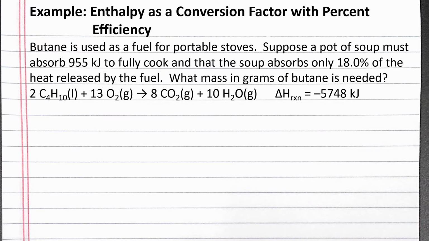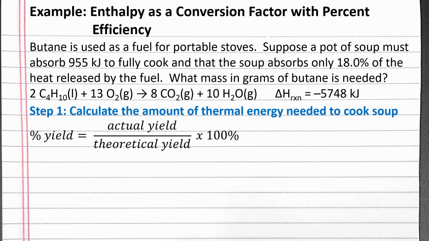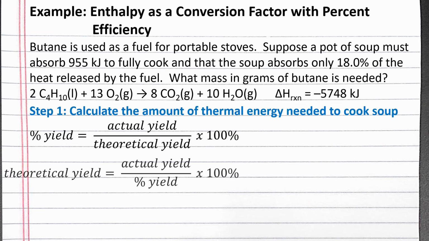Our first step is to calculate the amount of thermal energy needed to fully cook the soup, taking into account the percent efficiency. We can use our percent yield equation to do this. In this equation, the percent yield is the efficiency we're given in the problem. The actual yield is the amount of thermal energy we actually need the soup to absorb, and the theoretical yield is the amount of energy we need to produce. We can rearrange this equation to solve for theoretical yield.